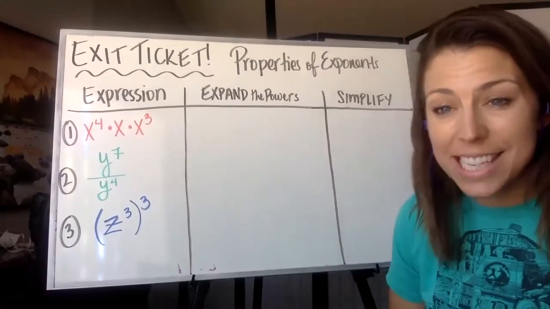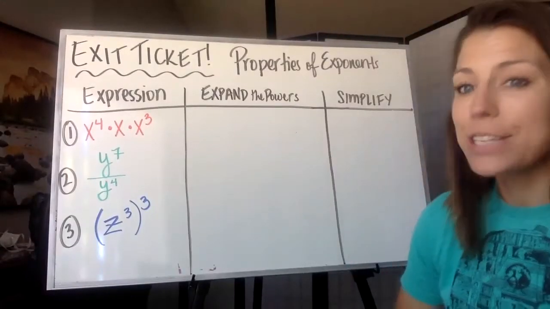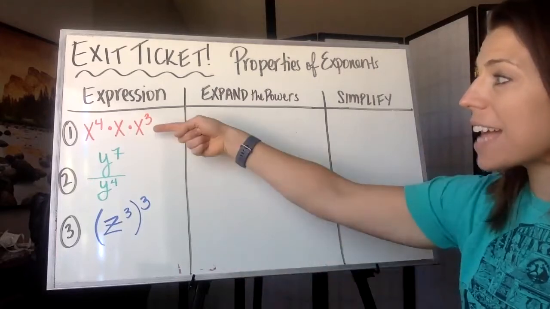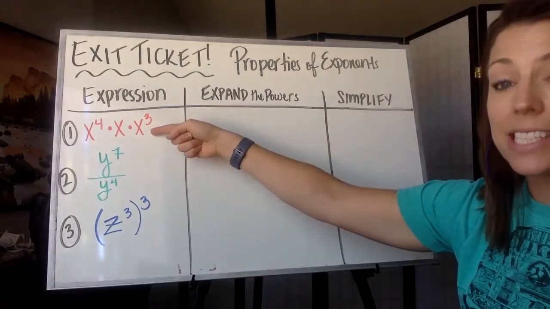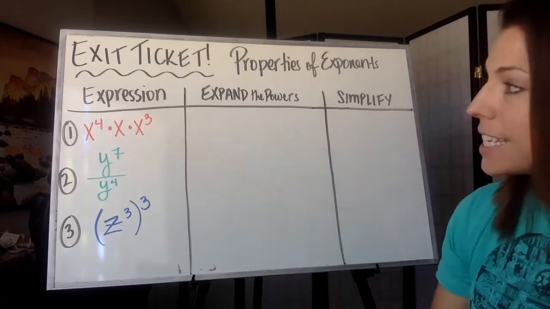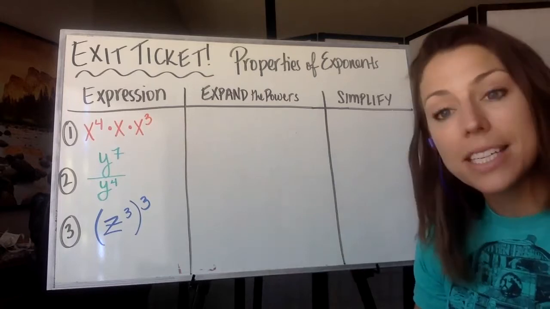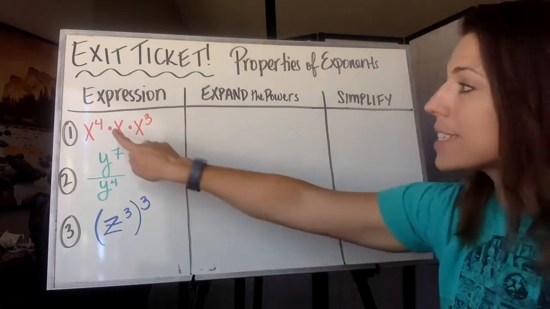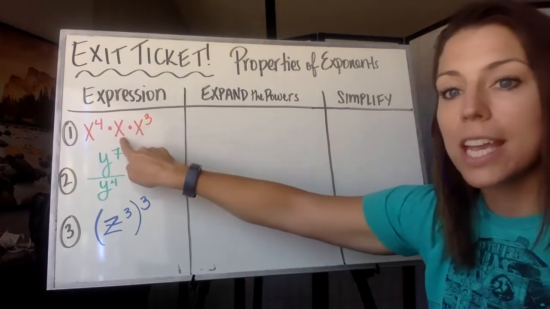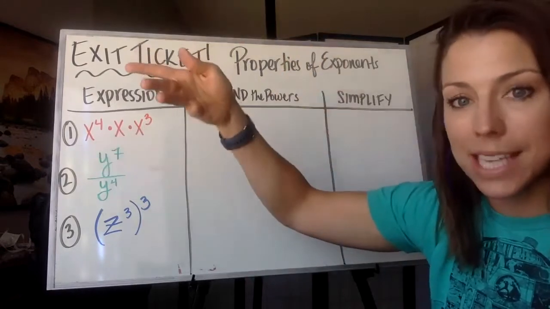Great job on that exit ticket. Let's go ahead and go over it. So number one, we have x to the fourth times x to the third. This is what we would call a product of powers. How do I know? Because I'm multiplying three different powers all with the same base.